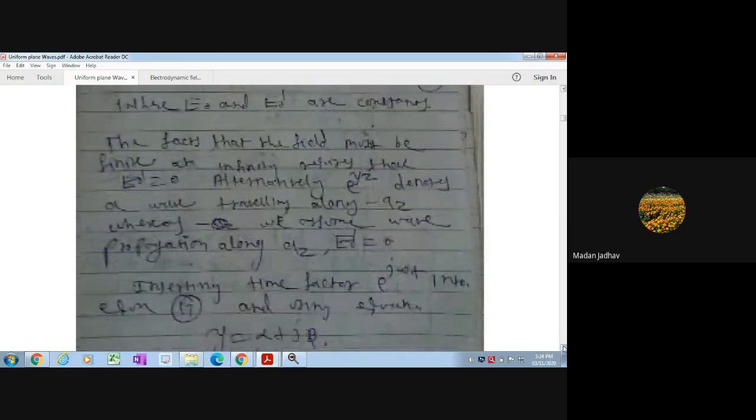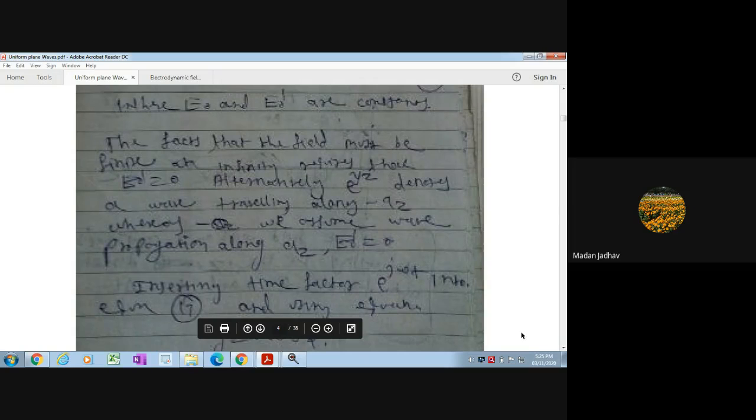Now the fact is that the field must be finite at infinity, which requires that E0' is equal to 0. Alternatively, e^(γz) denotes a wave traveling in the negative z direction. When we solve the equations, this term appears, but we have considered the wave propagating only towards the plus z direction, and therefore the second term must be 0. Therefore E0' is equal to 0, and the second term is also 0.